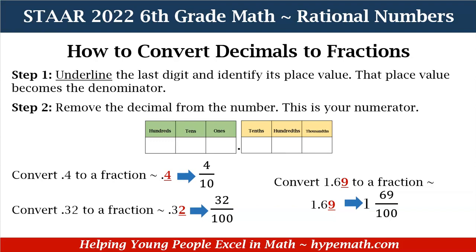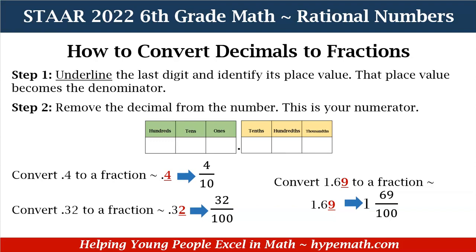Let's convert 0.32 to a fraction. 2 is the last digit, and it is in the hundredths place. 100 is my denominator, and all I need to do is drop that decimal and write the number 32 in the numerator. So 0.32 is converted to 32 over 100.